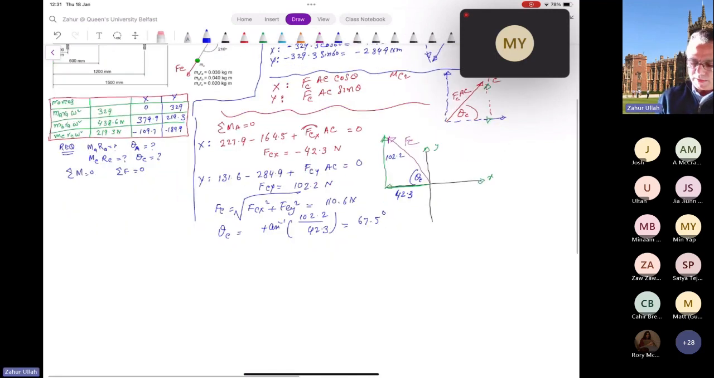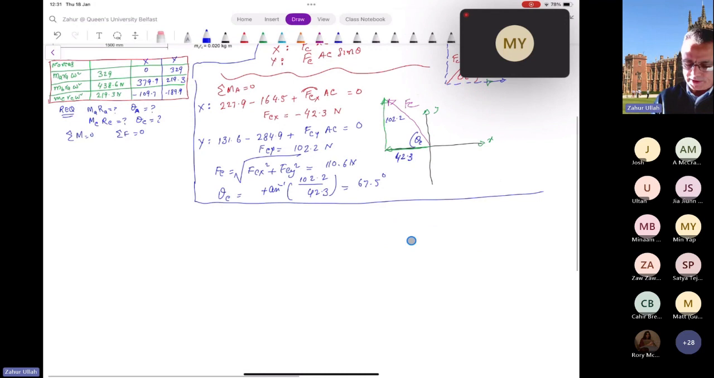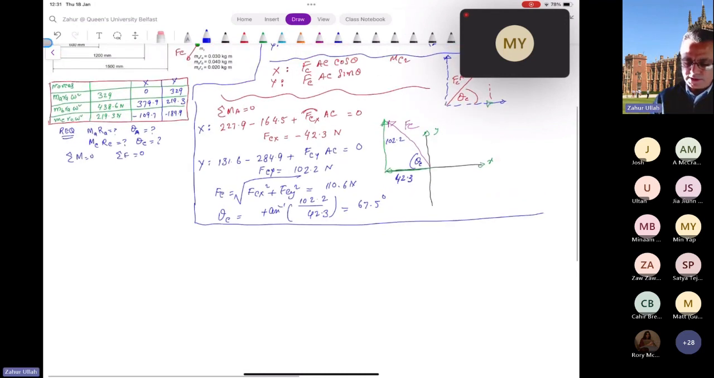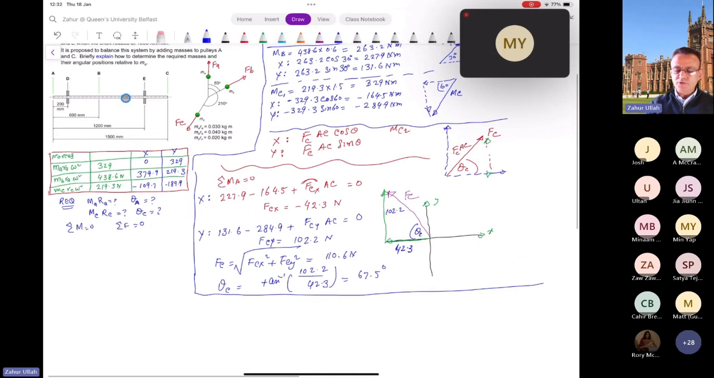Okay, then we can go to the next part. If you see the question, you need to calculate two things. One was that you need to calculate MC RC and theta C. So we calculated that here. And now we need to calculate the first thing, which is MA RA and theta A. And now the easy way to do it is that you don't need to take moments.